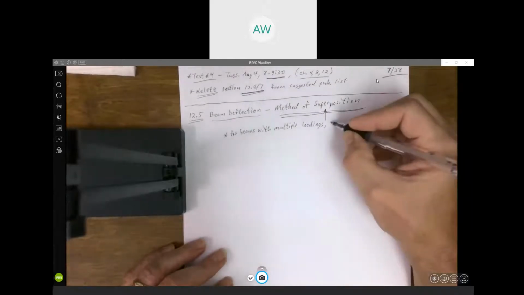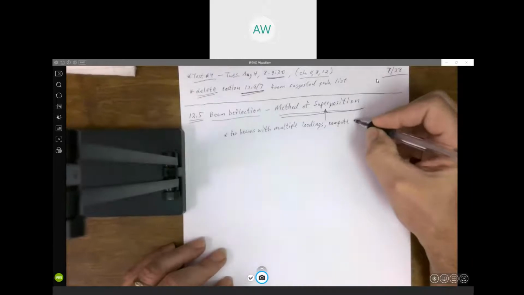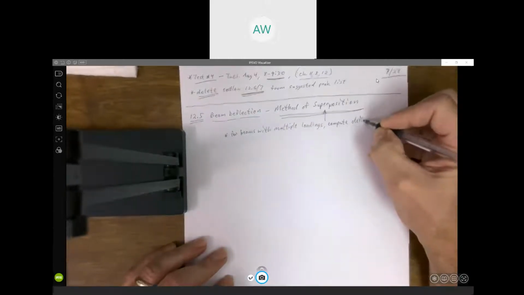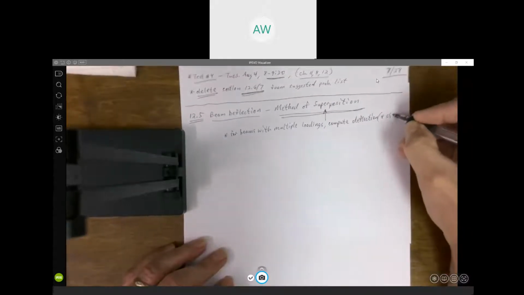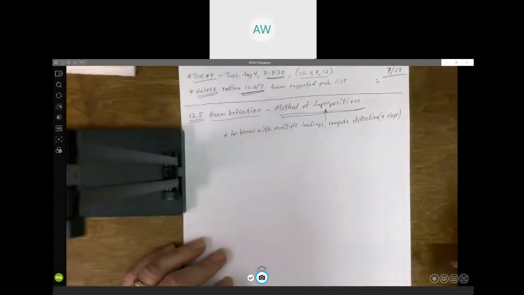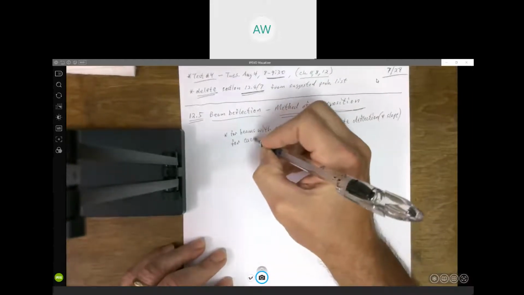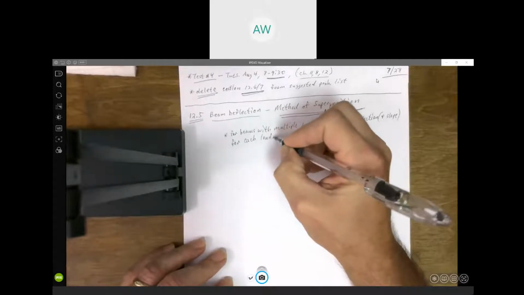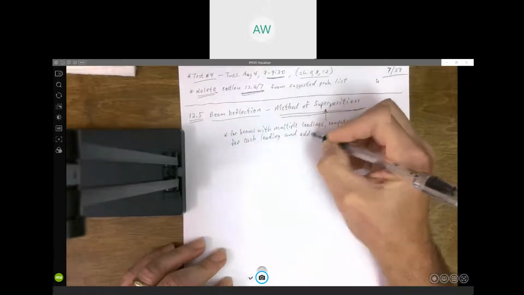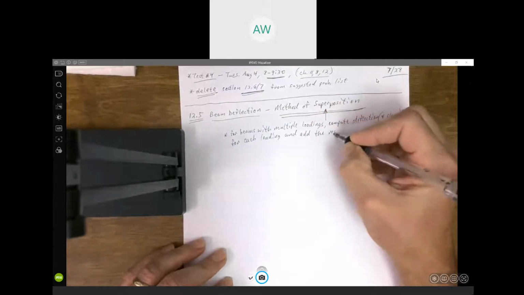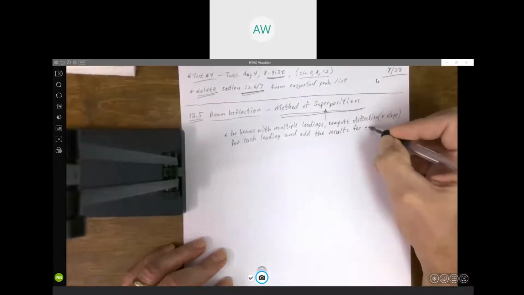So we're going to compute deflection and slope if you want to. We can do both. It doesn't matter, deflection or slope, for each loading, and just add the results for each.